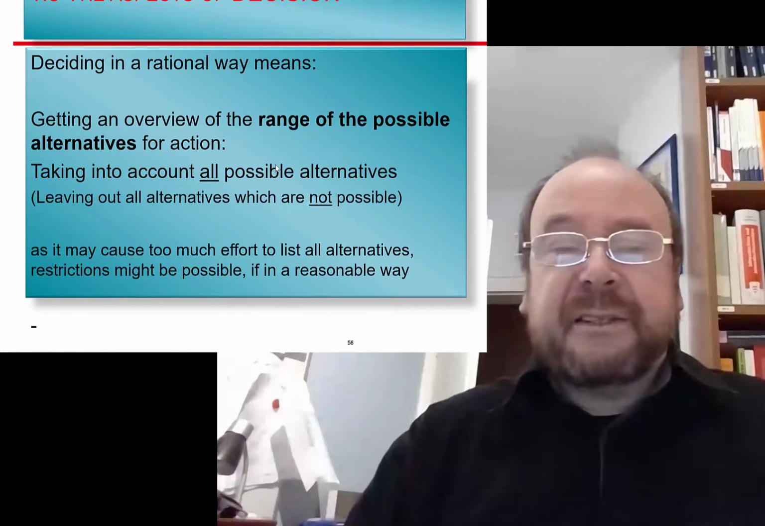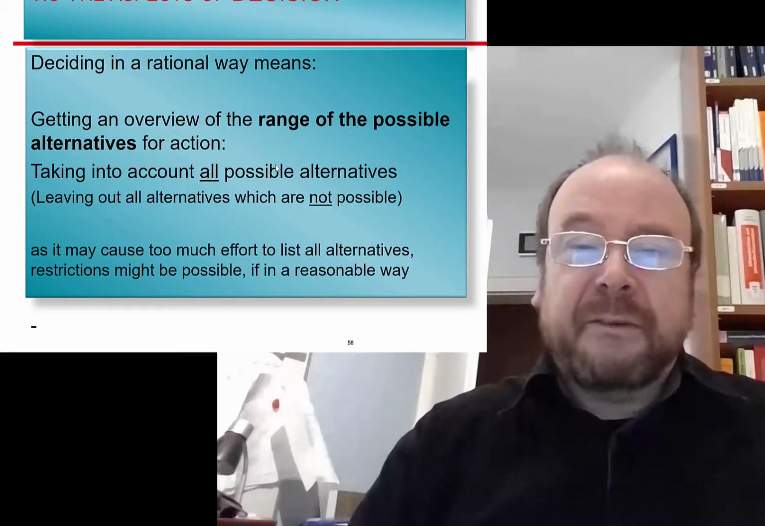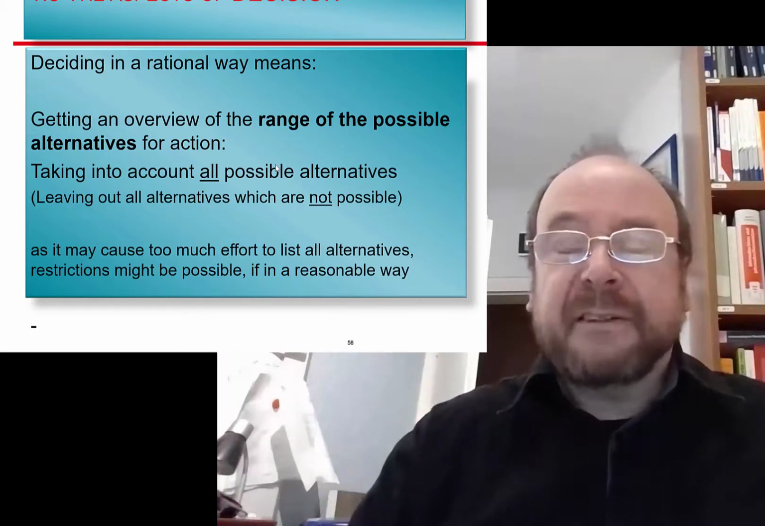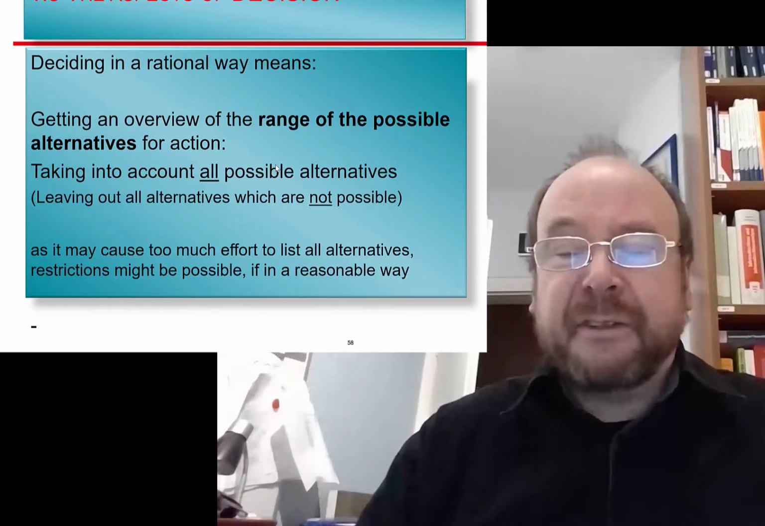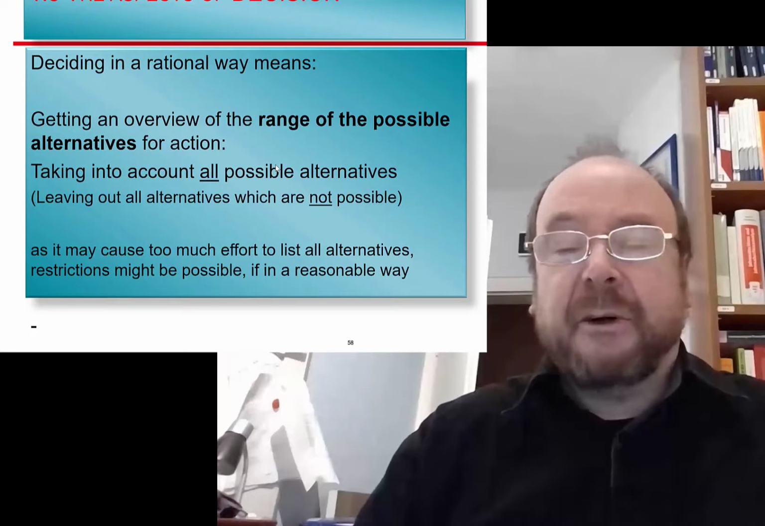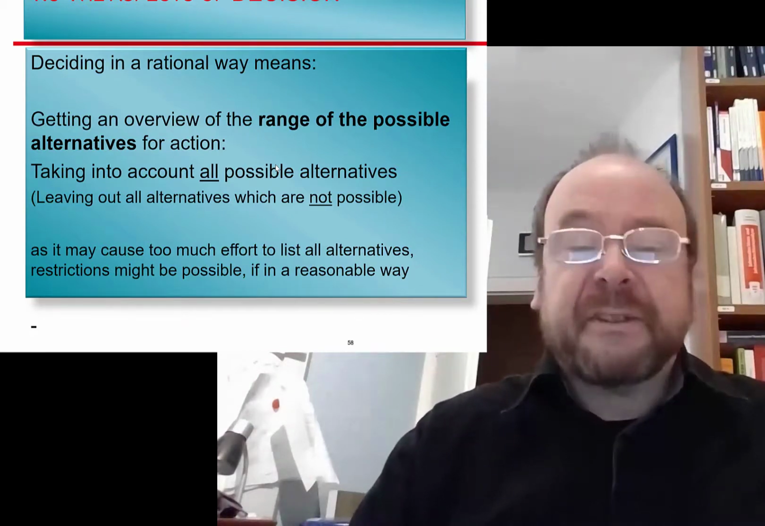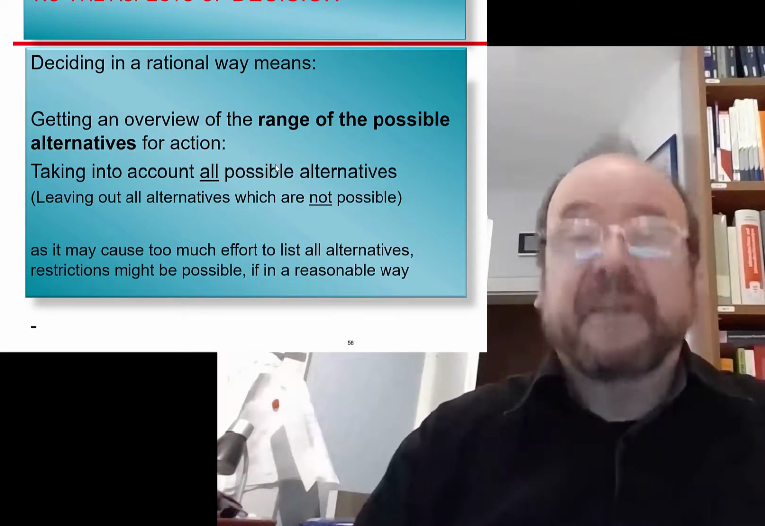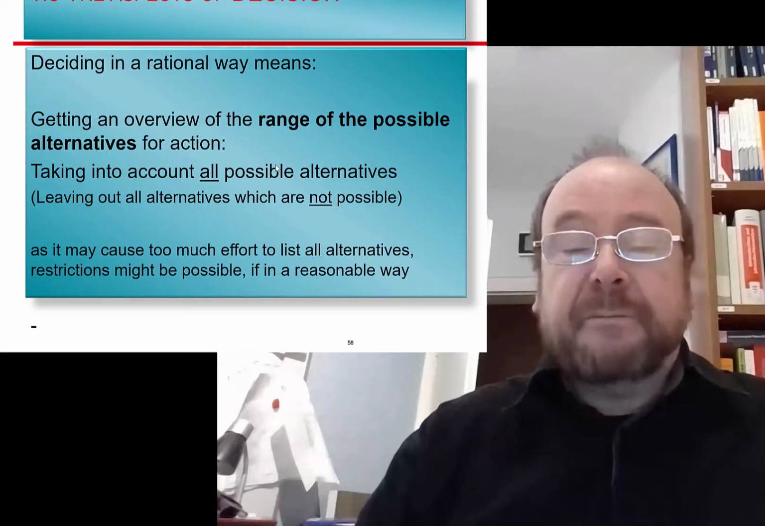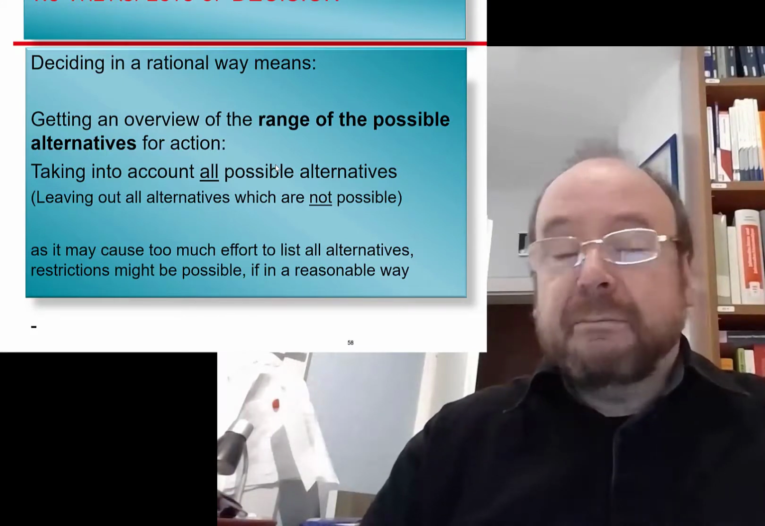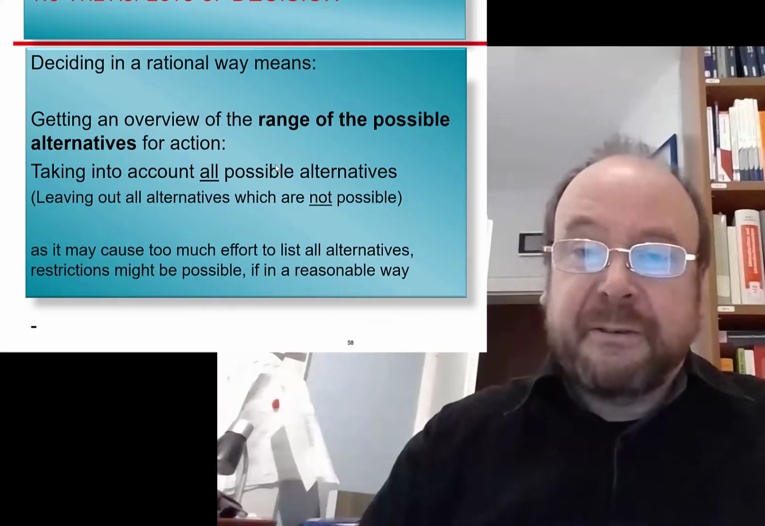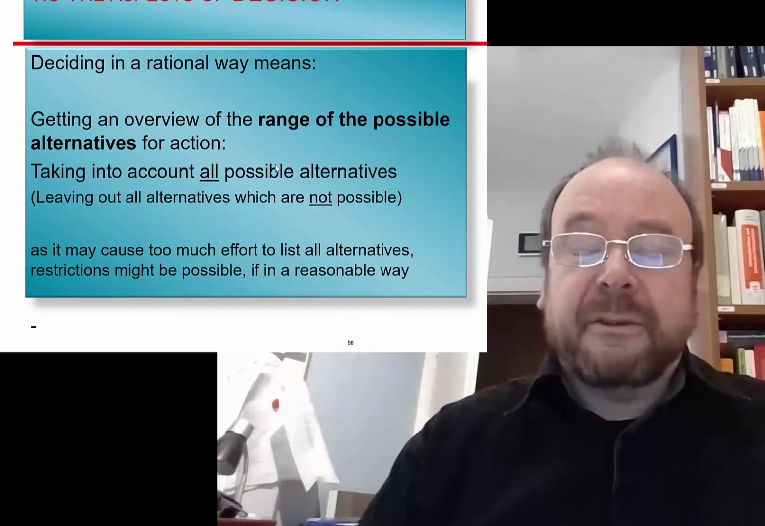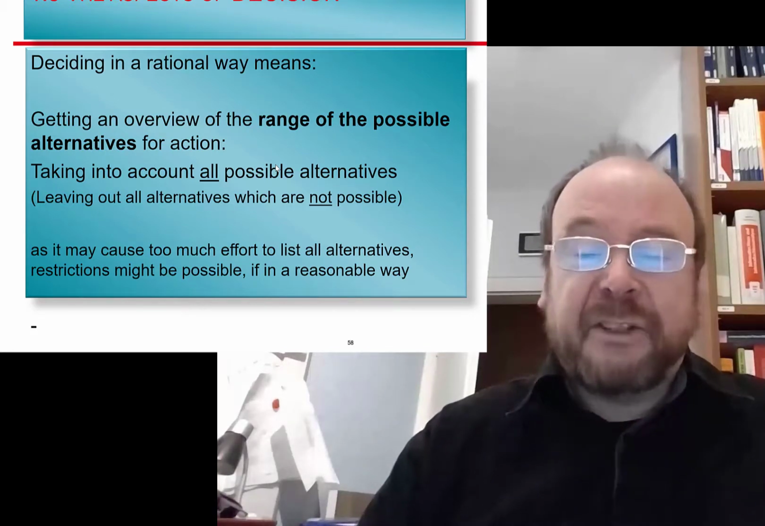The next thing is, if you want to make a reasonable and rational decision, then you must get an overview over the range of the possible alternatives. So you must take into account all possible available alternatives, leaving out all alternatives which are not existent in real life. It might cause too much effort to list all the alternatives, or it might take too much time to find out all available action alternatives.